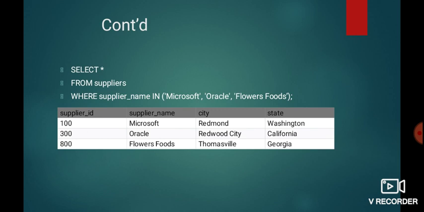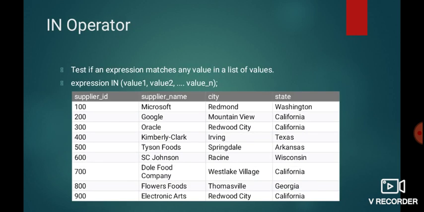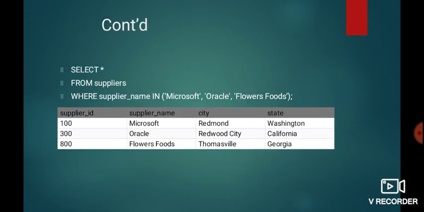So basically the IN operator works as an OR operator. OR and IN are the same. For the OR operator you would have to write where supplier name is equal to Microsoft or supplier name is equal to Oracle or Flowers Foods. Here we are writing it in only one list: Microsoft, Oracle and Flowers Foods. So these three rows will be our answer. This is the output of the IN operator.